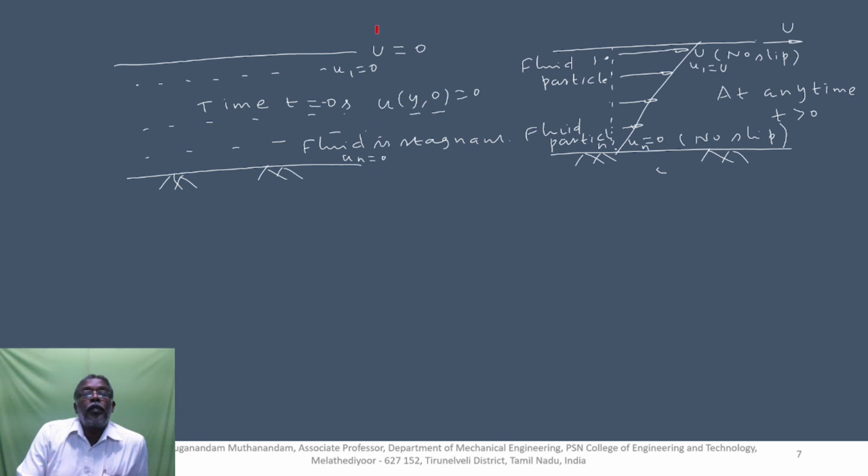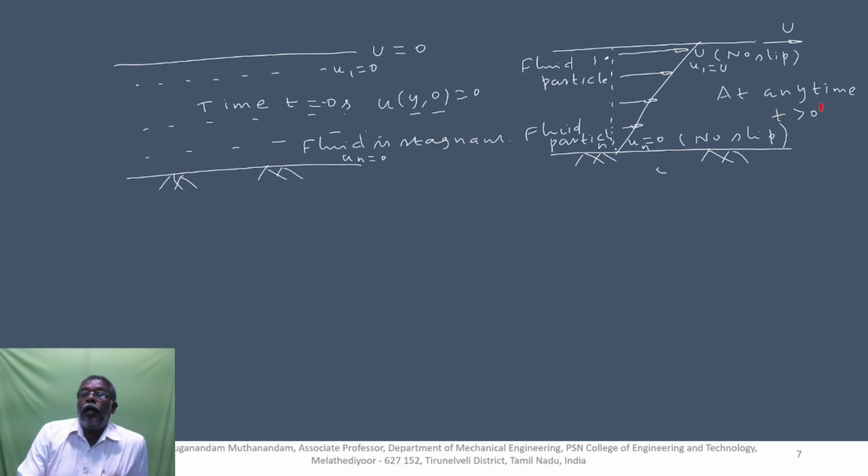Hence, everywhere within the fluid flow, velocity is 0, u of y is equal to 0, y varies from 0 to h. This is the snapshot at time t is equal to 0 seconds.